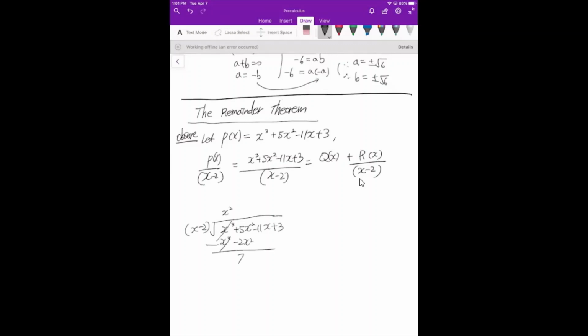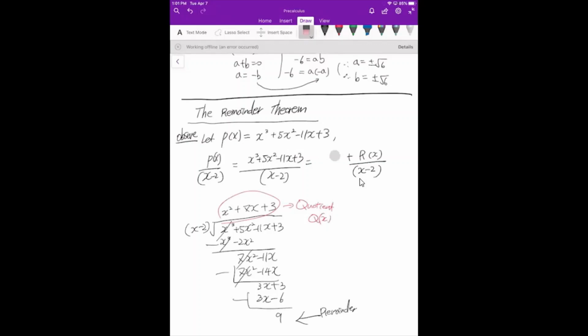When you do that, I will make it fast: 7x squared minus 11x, and then multiply 7x, so 7x squared minus 14x, everything gone. Then 3x plus 3, so you also multiply 3x minus 6, the same slide, and the only thing left over is 9. This is called the remainder, and this one is called your quotient, Q or Q(x). So I am going to just replace these numbers by what we actually found: quotient first, x squared plus 7x plus 3, plus remainder 9.